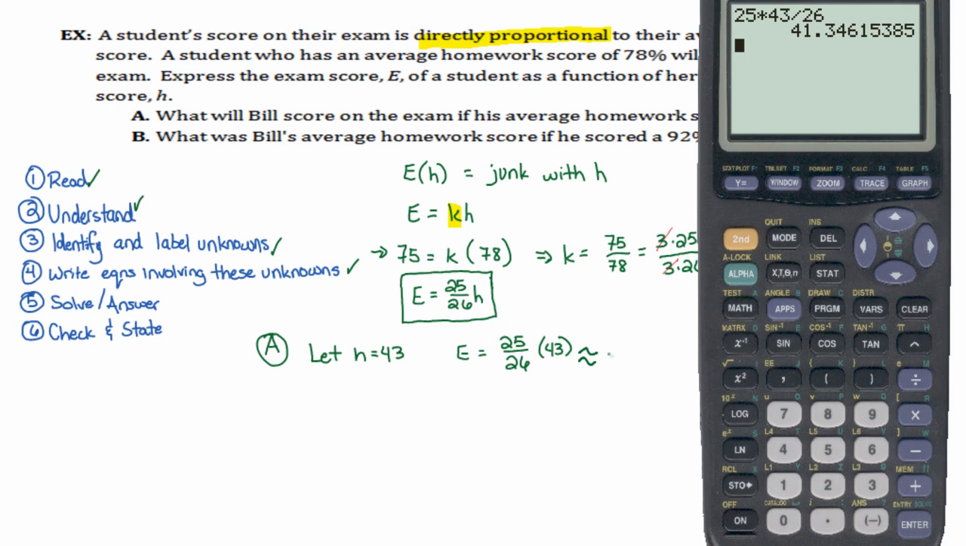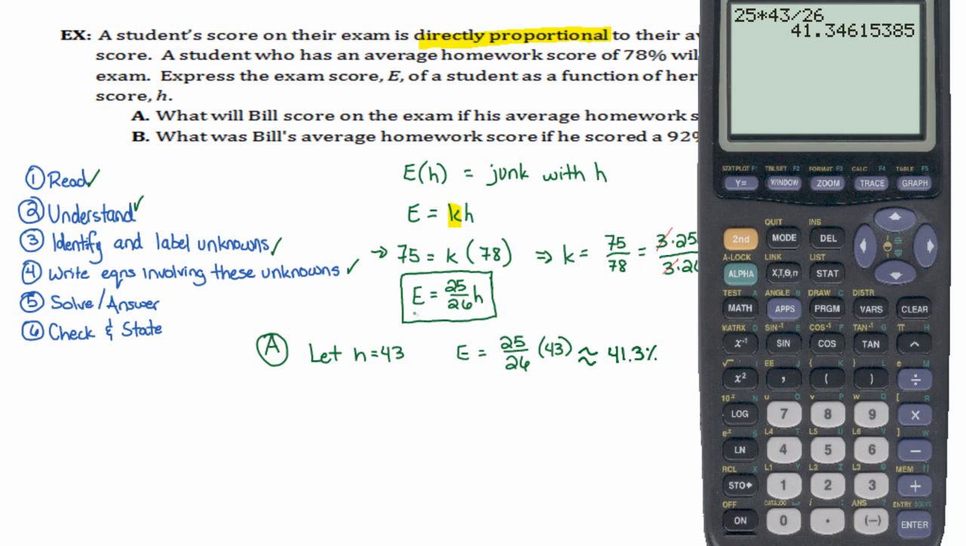Roughly equals. It's not actually equal to, it's roughly or approximately equal to 41.3%. That is what their exam score is going to be if their homework score is 43%. Now, obviously, this is not too realistic.